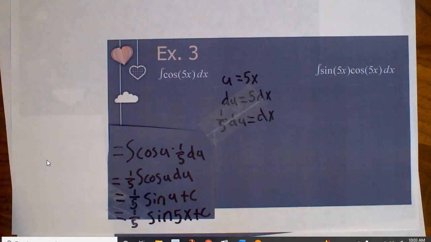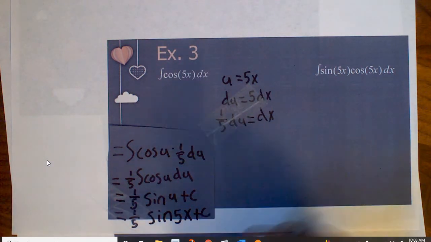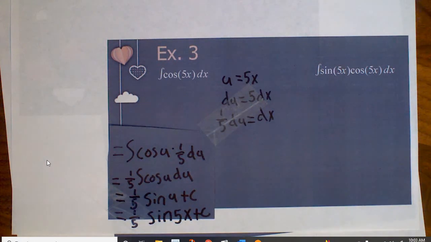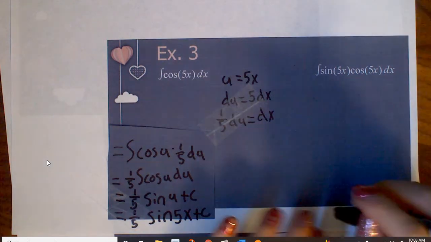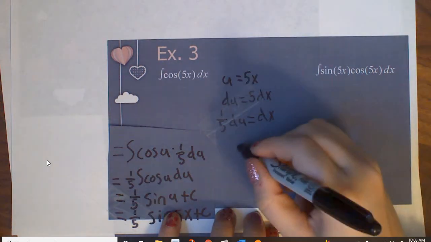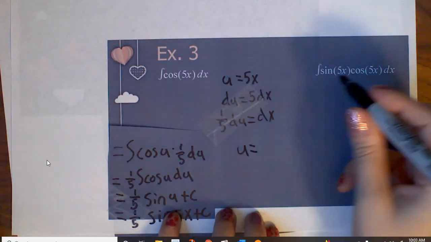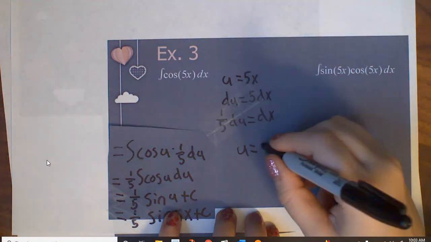Now, notice that the difference on our next one is that we don't just have one trig function. We have two. And so this time we don't want to just let our 5x be our u, because if we did that, notice that I would still have sine of u times cosine of u. And so that's not going to be super helpful this time. So what we want to do instead is allow our u to be one of our trig functions.